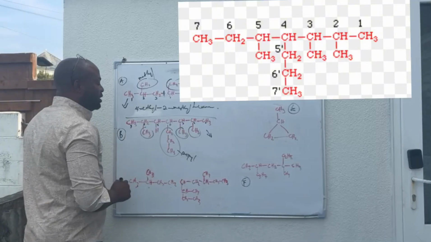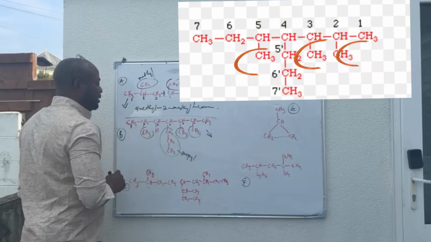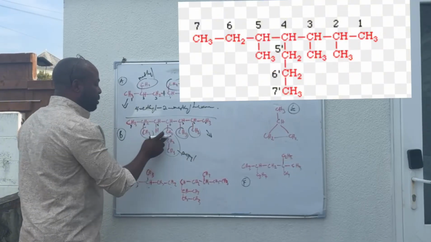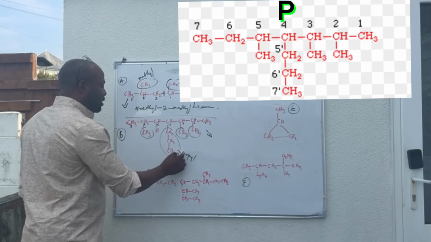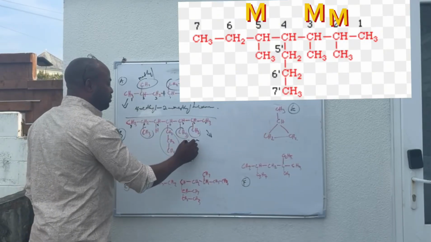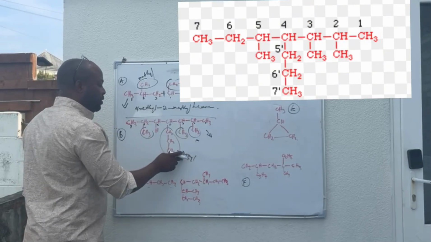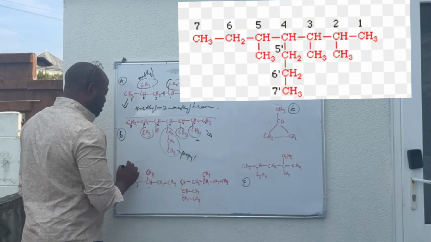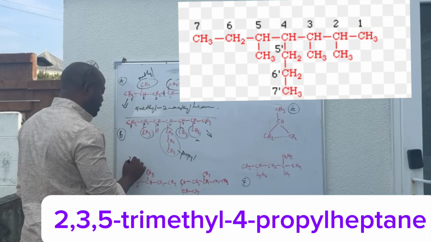So we notice our methyl, and now our propyl is just 1. But P and M: M comes before P. So now you say your methyl will become 2, 3.